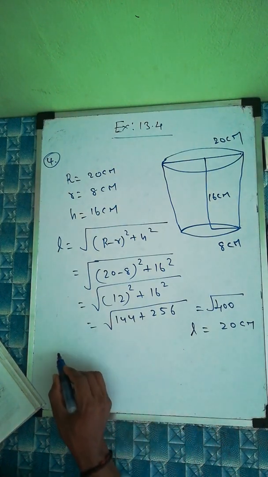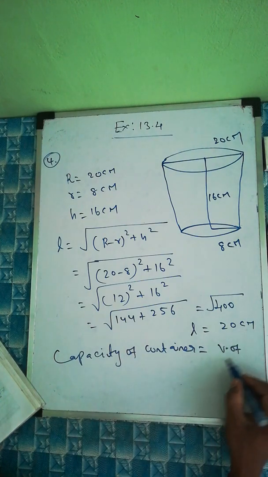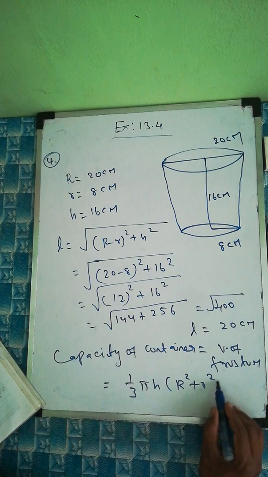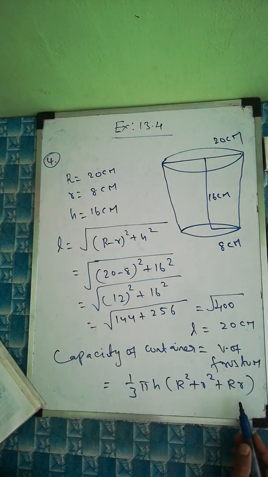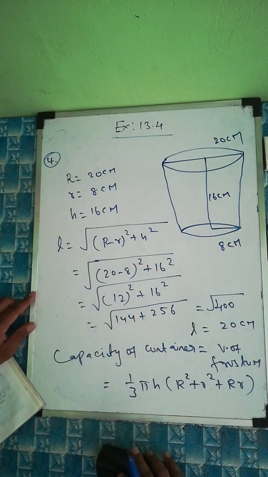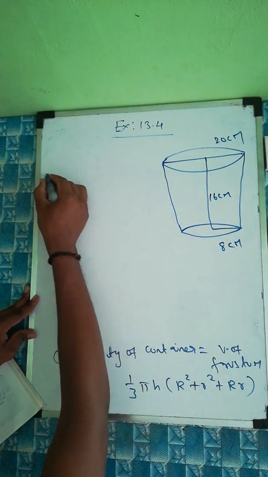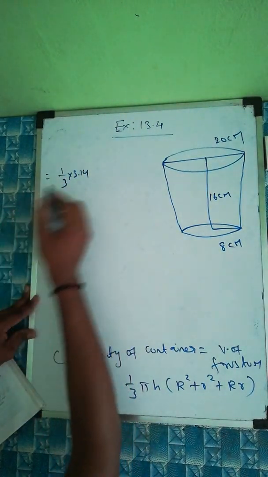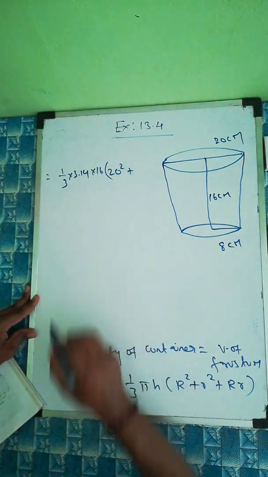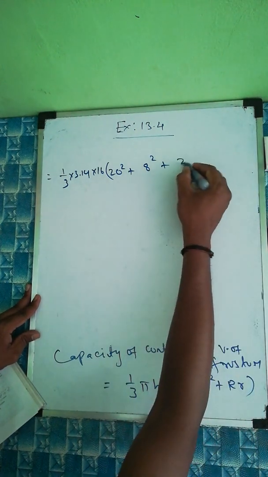Okay, so first we'll find the capacity of the container, that is equal to the volume of the frustum. The volume of frustum formula is 1 by 3 pi h (R square plus r square plus Rr). If in your book it is given as r1, r2, I'm making capital and small just to differentiate, it will be easier to apply. Now we'll apply the values. So equal to 1 by 3, pi is 3.14, h is 16, R is 20 square, small r is 8 square, plus 20 into 8.